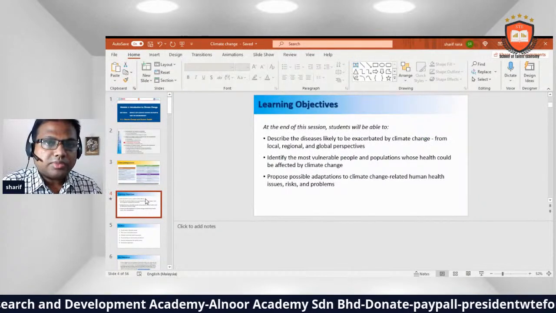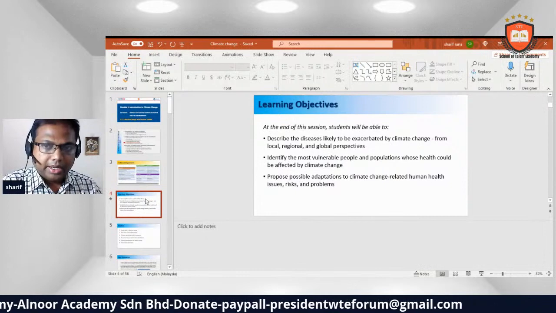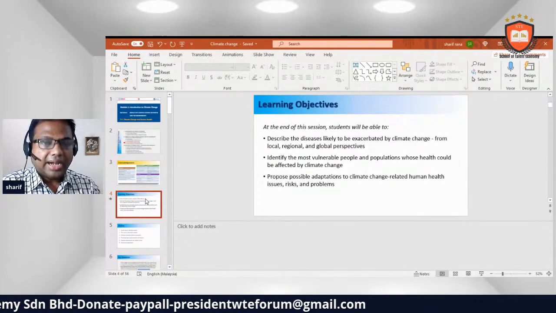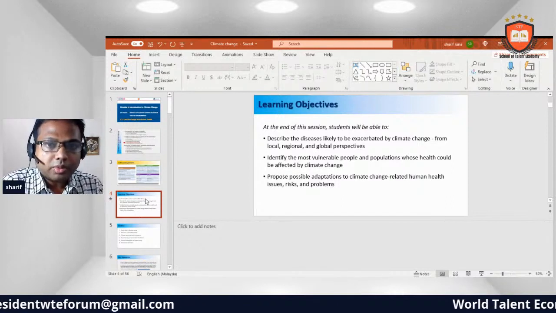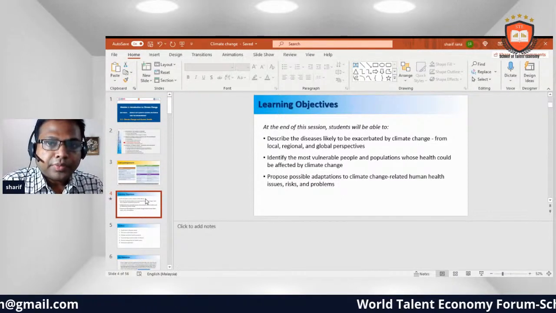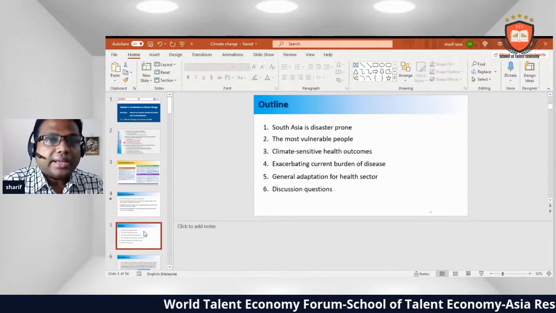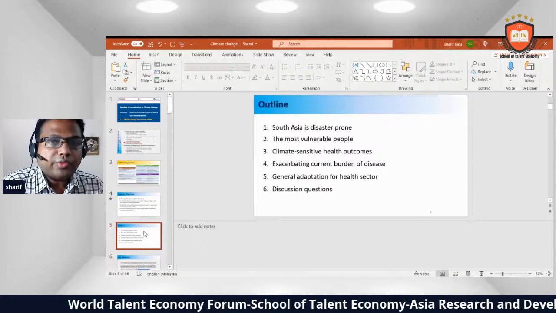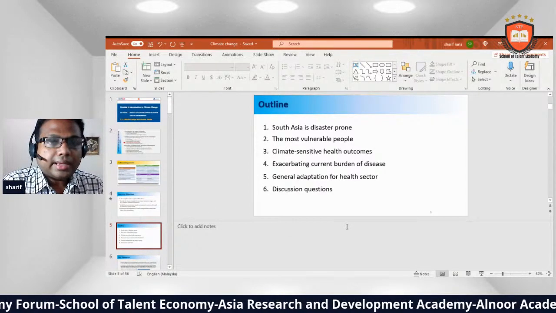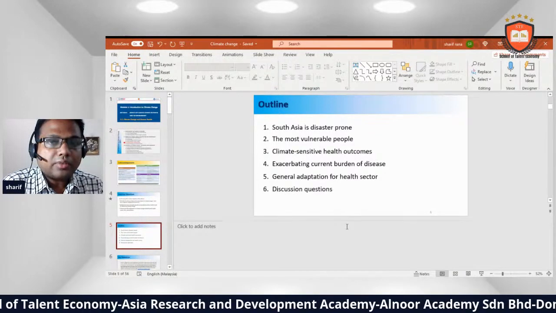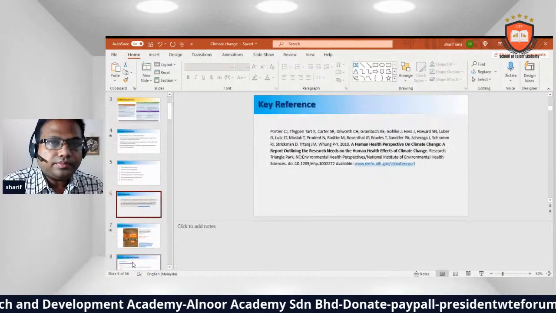And what is the learning objective? Describe the diseases likely to be exacerbated by climate change, identify the most vulnerable people and populations, propose possible adaptations to climate change related human health issues. Outline South Asia as disaster prone, the most vulnerable people, climate sensitive health outcomes, exacerbating the current burden of disease, general adaptation for the health sector, disease questions.